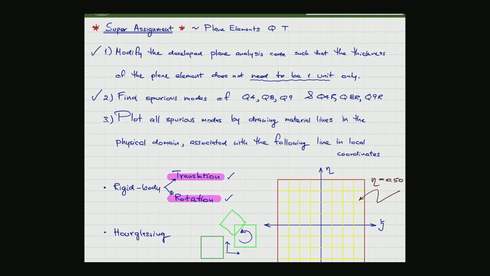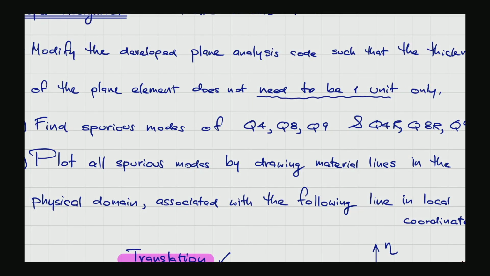So, modify the code in number 1 and number 2, find spurious modes. How many spurious modes do I want from you? I have 6 spurious modes for this assignment: Q4, Q8, Q9. Q4, Q8, Q9, they are the fully integrated elements.